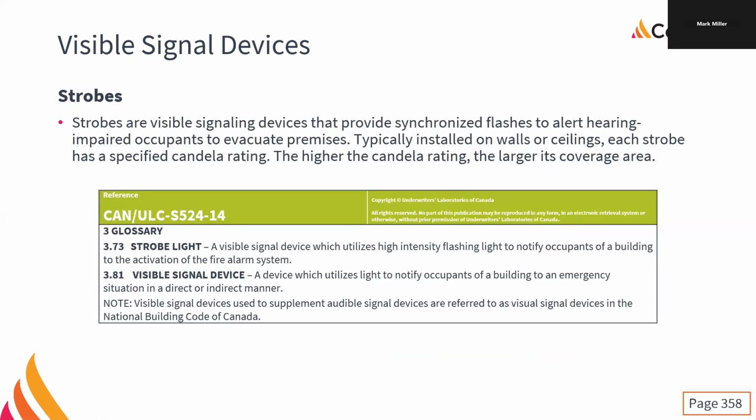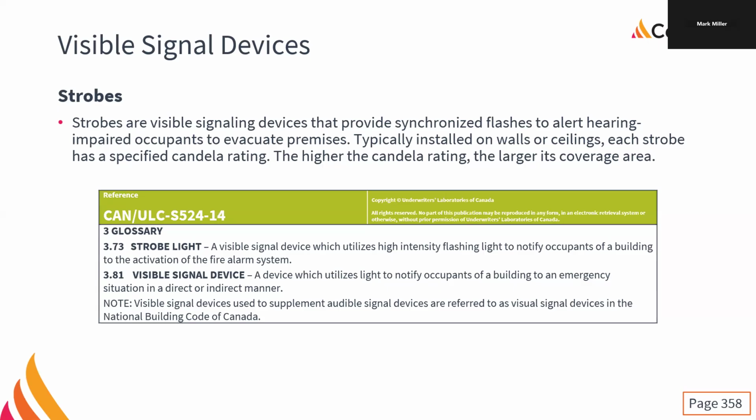But we're not going to worry about the audibility portion because we just finished talking about that. We're just going to talk about the visual portion, right? Our strobe lights and our visible signal devices. Strobes, that's what we're going to see the vast majority of the time. Synchronized flashes to alert hearing impaired occupants to evacuate premises. And of course, in this day and age, hearing impaired occupants also includes like everyone from 12 to 25 because they're always wearing headphones.